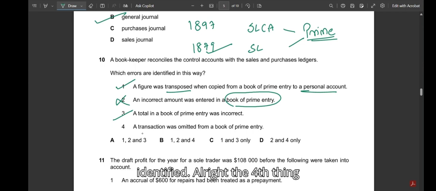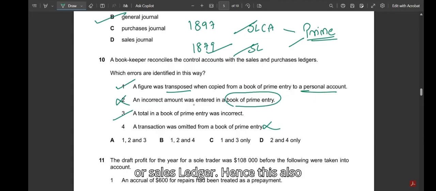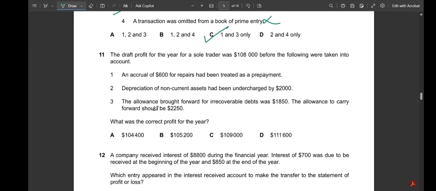All right. The fourth one is a transaction was omitted from a book of prime entry. If it's getting omitted, there is no way I can record it in the sales ledger control account or sales ledger. Hence, this also cannot be identified. So the right option here would be 1 and 3, which is option C, because 1 and 3 can be identified easily. All right, so this is the 10th one. Moving ahead with the 11th one.